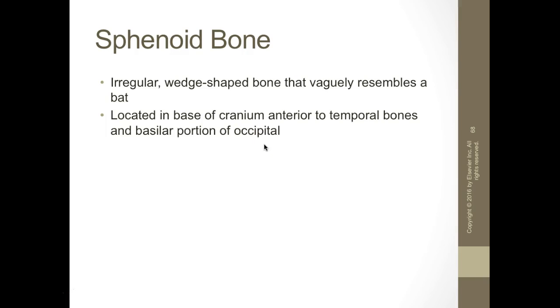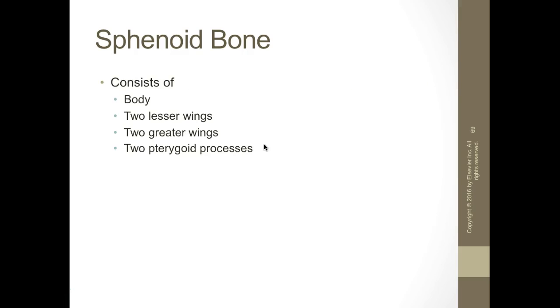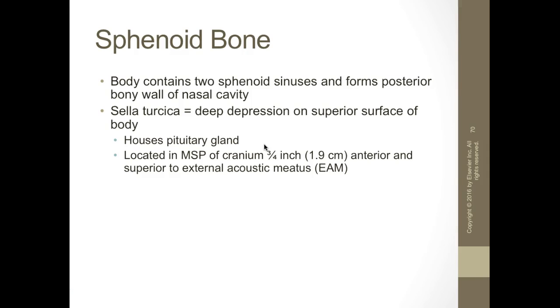It's irregular. It's a wedge-shaped bone that vaguely resembles a bat. So it looks like a bat. Located at the base of the cranium, anterior to the temporal bones and basilar portion of the occipital bone. It consists of a body, two lesser wings, two greater wings, and a pterygoid process. It contains two sphenoid sinuses and forms the posterior bony wall of the nasal cavity. It has a sella turcica, which is the deep depression on the superior surface of the body. It houses the pituitary gland, so it's important to know that. It's located in the MSP of the cranium, three-quarters of an inch anterior and superior to the external acoustic meatus.